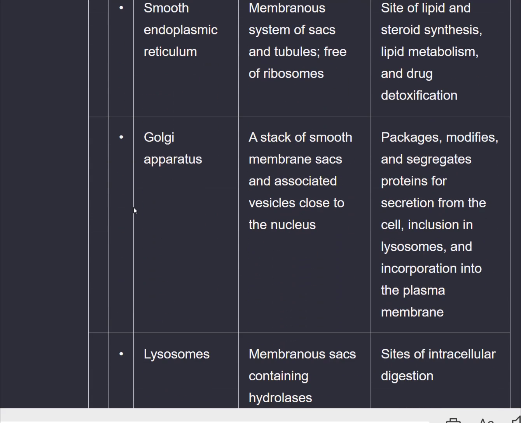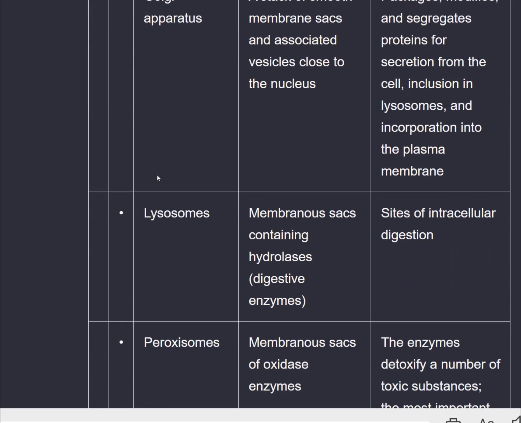Smooth ER is a membranous system of sacs and tubules free of ribosomes, the site of lipid and steroid synthesis, lipid metabolism, and drug detoxification. Golgi apparatus: a stack of smooth membrane sacs and associated vesicles close to the nucleus. It packages, modifies, and segregates protein for secretion from the cell, inclusion in lysosomes, and incorporation into the plasma membrane.